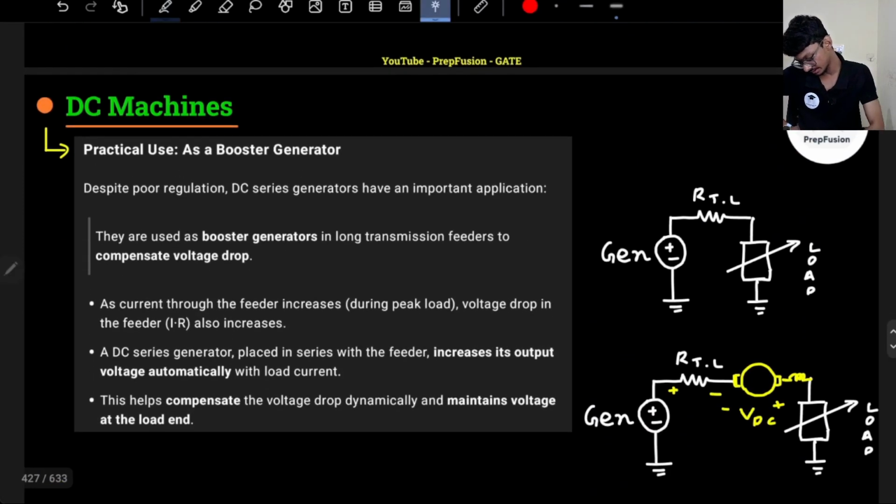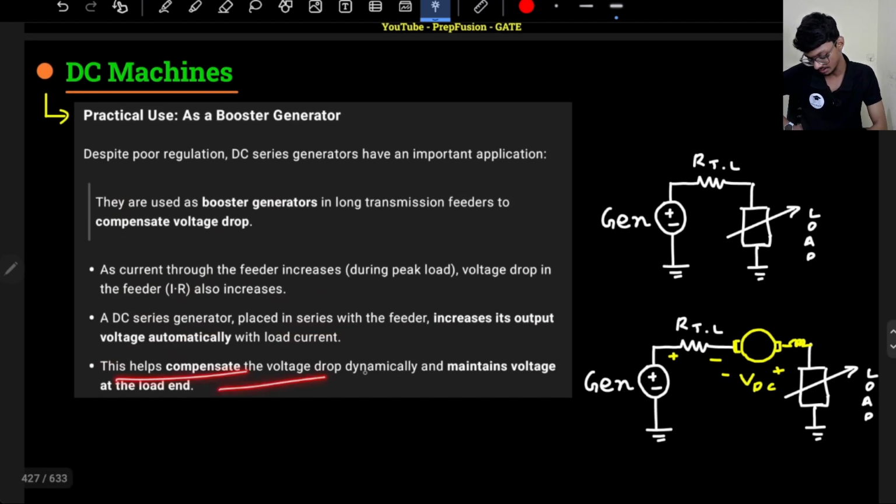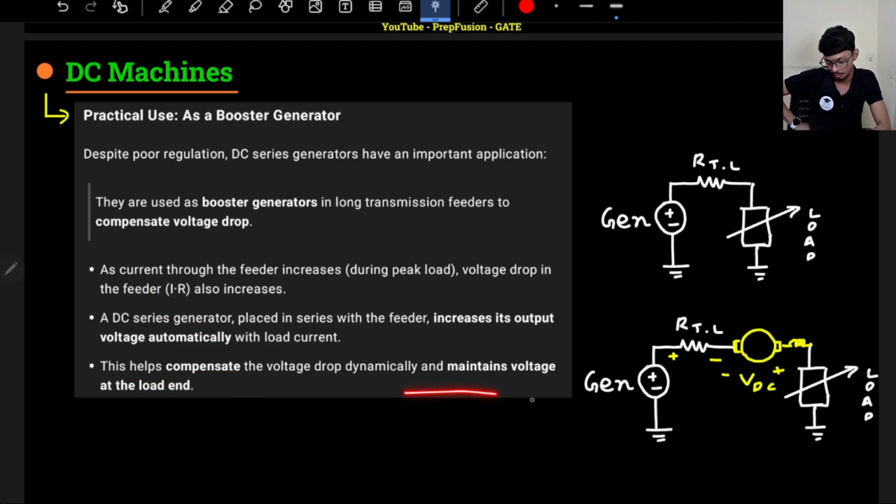So they are used as booster generators in long transmission line feeders to compensate the voltage drop. As current through the feeder increases, the voltage drop increases. A DC series generator placed in series in the feeder increases its output automatically with increase in load current. This helps compensate the voltage drop dynamically and maintains the voltage at the load end.